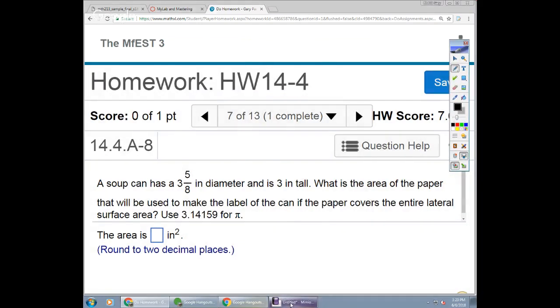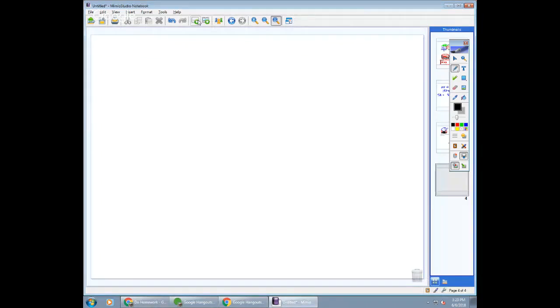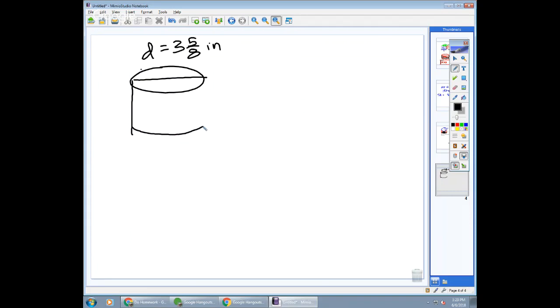So let's copy that. I think I'm going to do that. And when I first draw a picture, I don't really worry about making it to scale, and later I decide if I should redraw it. So let's see. This is supposed to have a diameter of 3 5/8 inches. And then the height, it was 3, is that right? Okay, so about almost as tall as that is wide, but just a slight bit less. So I think roughly that's what the can's going to look like.